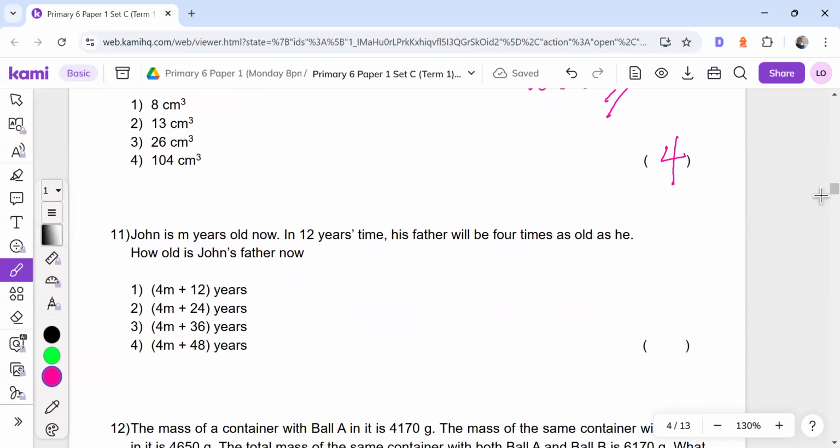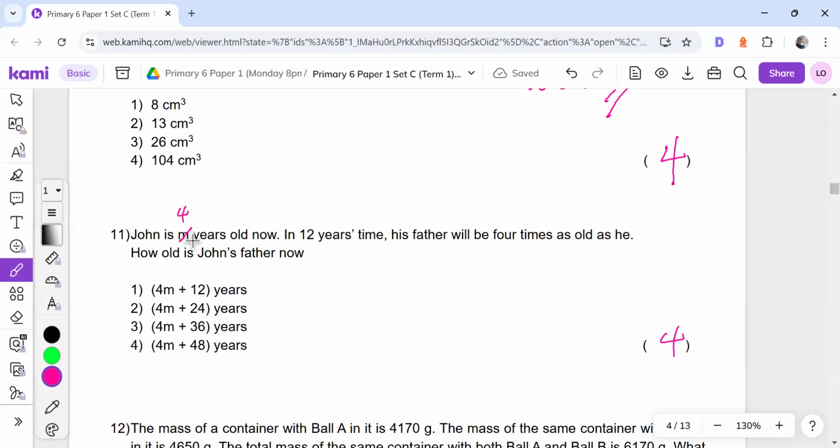Okay, just follow. Question 11, the answer is number 4. Remember Miss Tang told you, if you don't know how to do it, you do the primary tree method. What's the primary tree method? It means changing the letter m into a number. So let's choose a small number, maybe 4 years. Okay, 4 years. Now it becomes a simple problem, no letter.